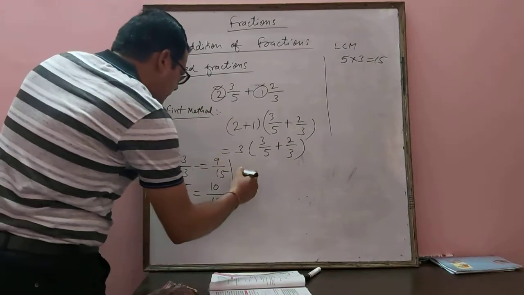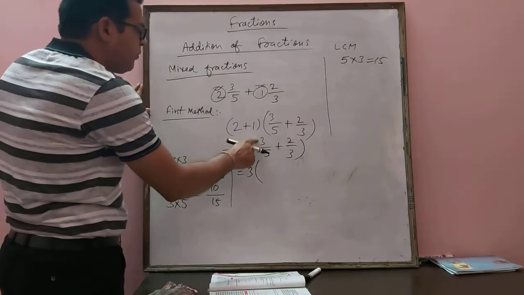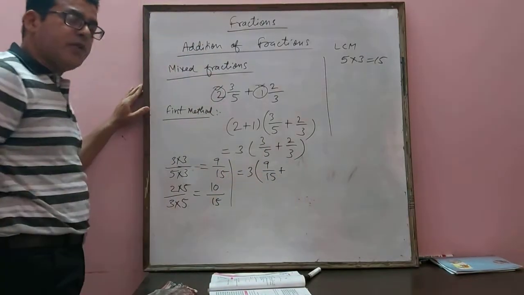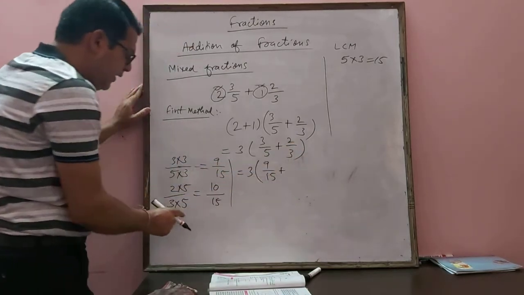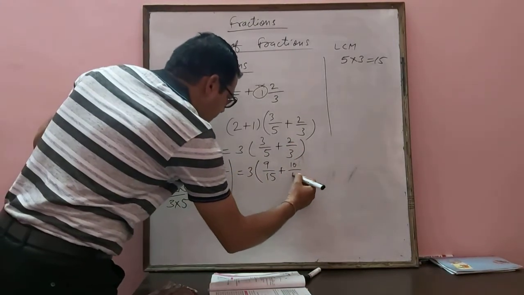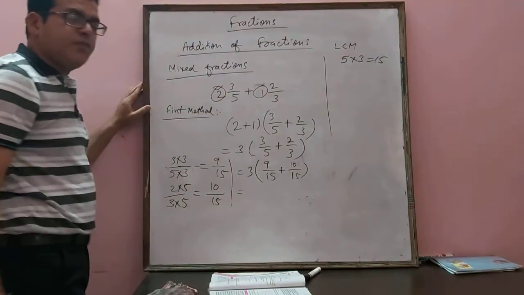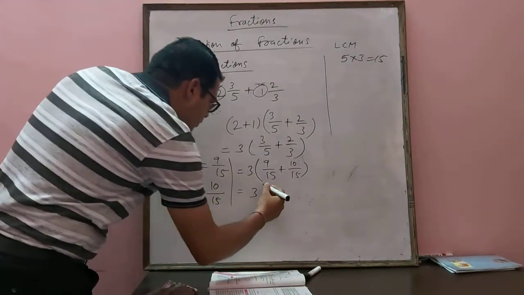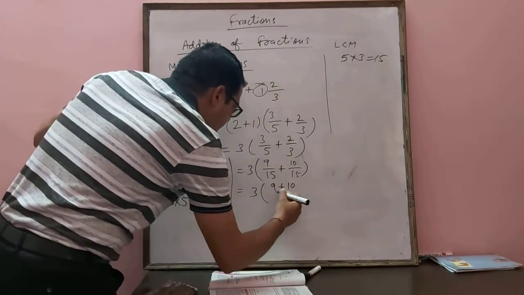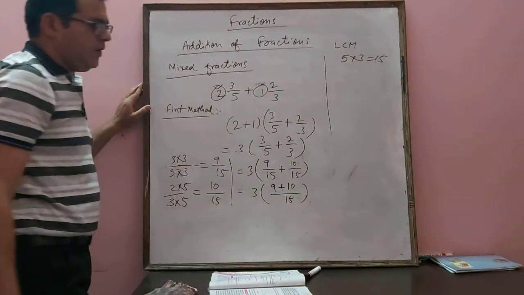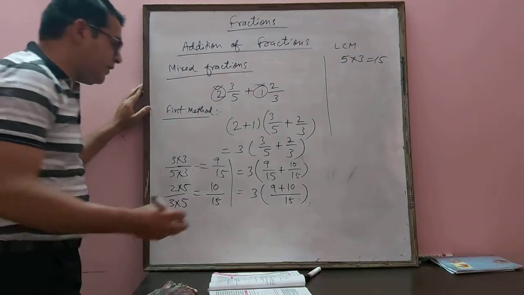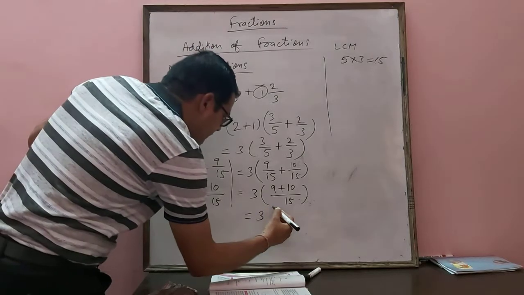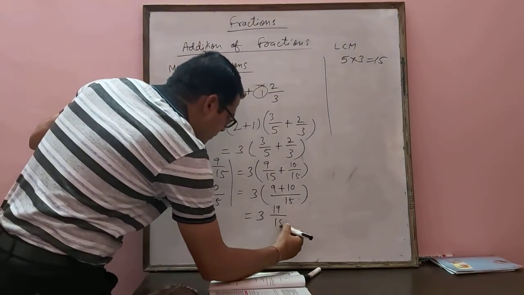So it means instead of 3 upon 5 we can write 9 by 15. Hope you understand? And in place of 2 upon 3 we can write 10 by 15. Got it? Now 3 is outside. According to the rule, we can add numerators together, right? So 3 as it is, and 9 plus 10 is 19 by 15.